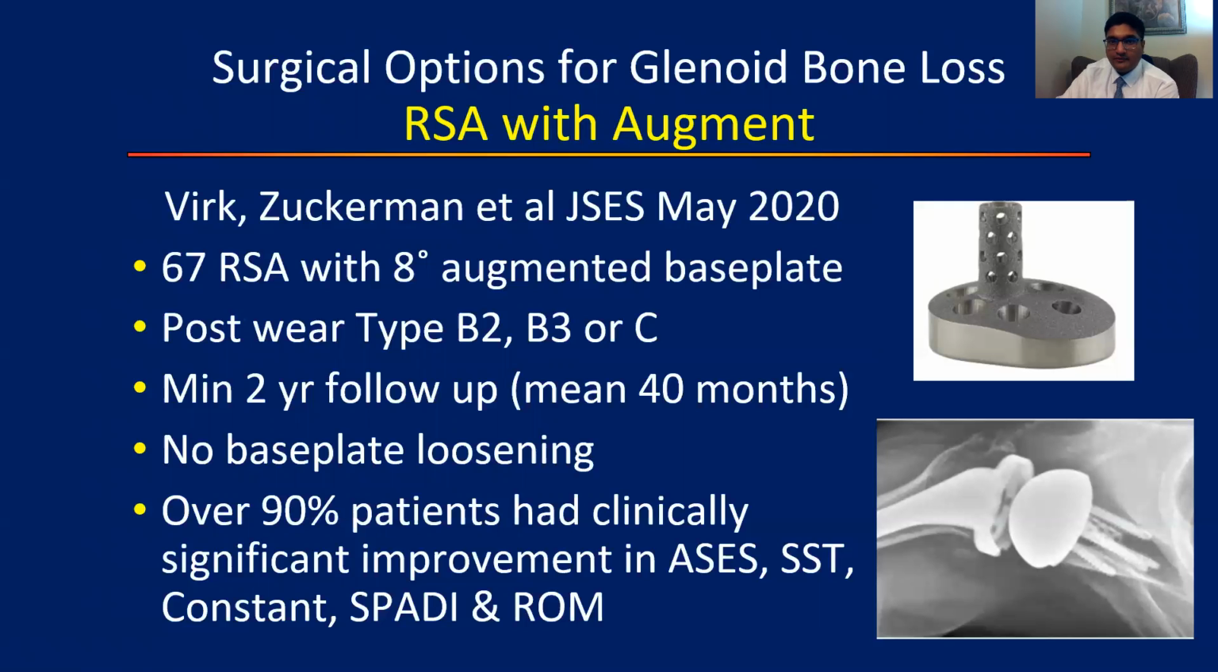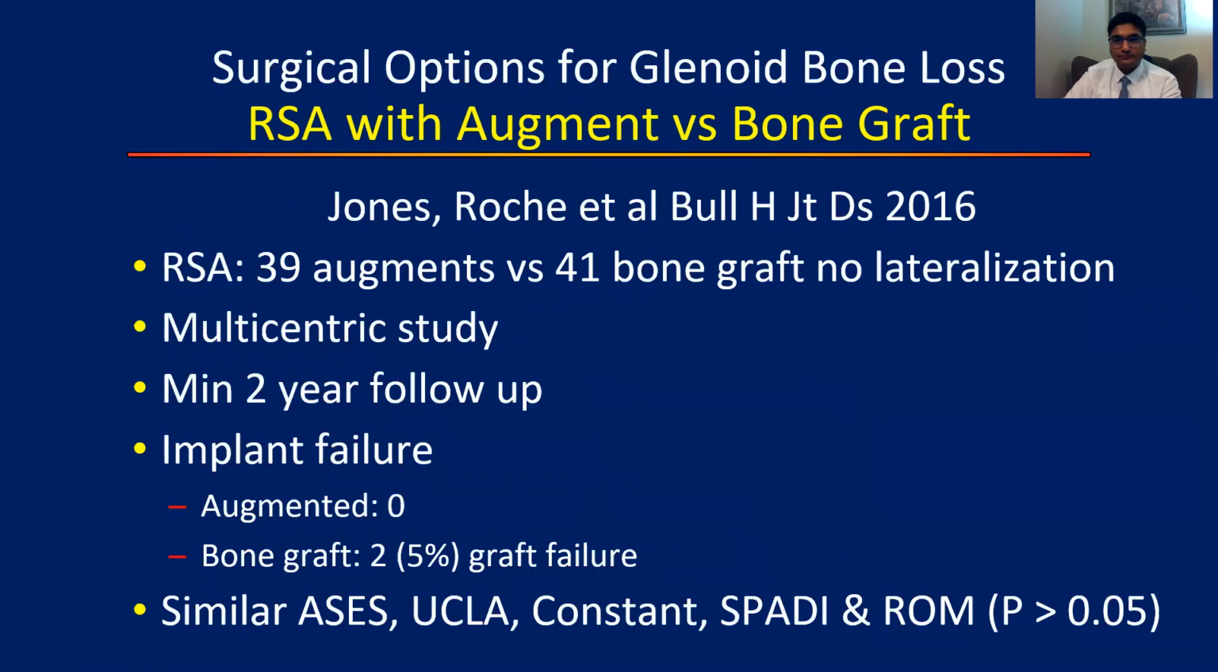Looking at reverse shoulder arthroplasty with augments, there is a study by Zuckerman, which came out a couple of months back. They looked at 67 patients who were treated with 8-degree augmented base plates. There was a mixture of B2, B3, and C type of glenoid. At a minimum of 2-year follow-up, they did not find any base plate loosening, and over 90% of patients had clinically significant improvement in range of motion and patient-reported outcome measures.